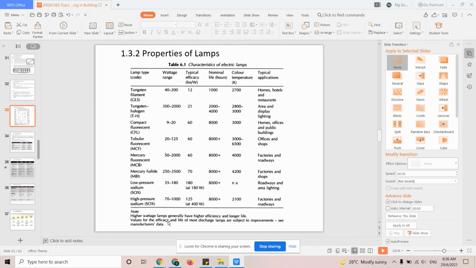And then the values for efficiency and life of most discharge lamps are subject to improvement. So as we go year by year, there's actually R&D, research and development, on lighting. So very big manufacturers like Philips will still continue to improve on their technology to give better value lighting, and better efficiency and lifespan lighting. So they will always have a budget to improve upon their product.